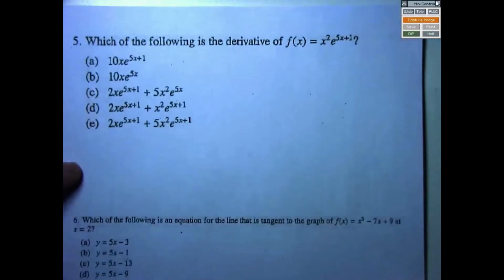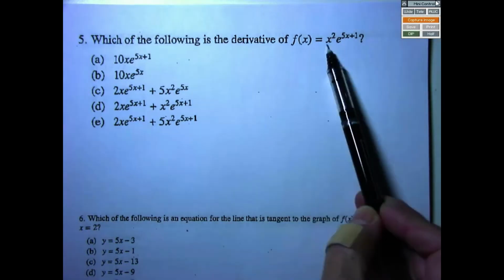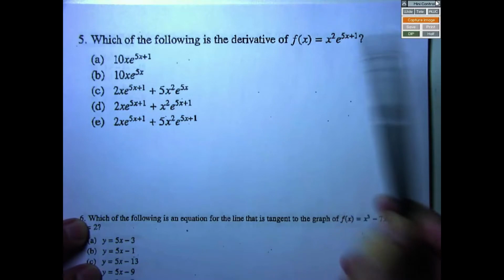All right, number 5. All right, again, which of the following is the derivative of f of x equals x squared times e to the 5x plus 1? Again, we have a product between 2 functions, but my second function here, again, is a composite. So I'm going to be using the product rule as well as the chain rule.